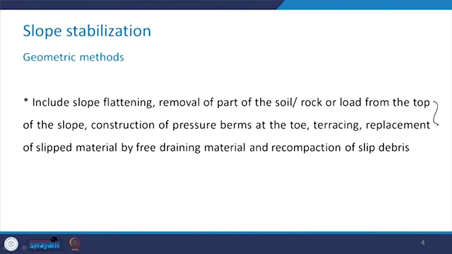Coming to the first method, the geometric methods, this includes slope flattening, removal of part of the soil or rock or the load from the top of the slope, then construction of pressure berms at the toe, terracing, replacement of the slipped material by free draining material, and recompaction of slip debris. So, all these methods fall under the category of geometric methods.